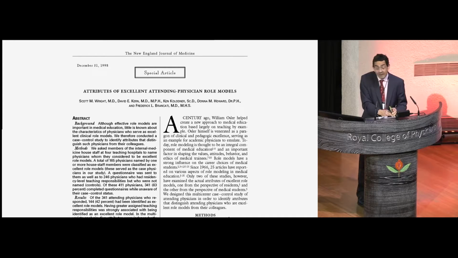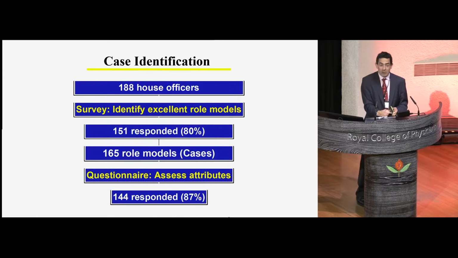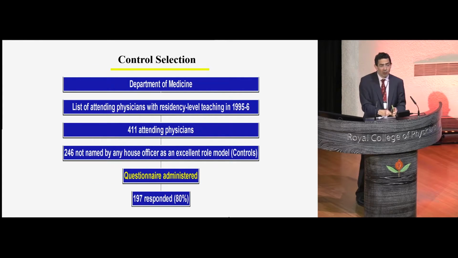So this was a study that we did years ago that was published in the New England Journal, and it was a case control study of role models. Essentially, we identified physician attendings who were viewed by their learners as being role models. It took place at 4 institutions in North America, and we compared the role models and how they teach with those who taught a lot but weren't identified as role models. To identify the cases, the house staff of these 4 hospitals were surveyed to identify who were the people they considered to be the best role models. And then for the controls, we looked at faculty who do a lot of teaching and were in front of the learners, but were never named to be role models. They were our controls. And then we surveyed them to ask them how they teach and what they do.